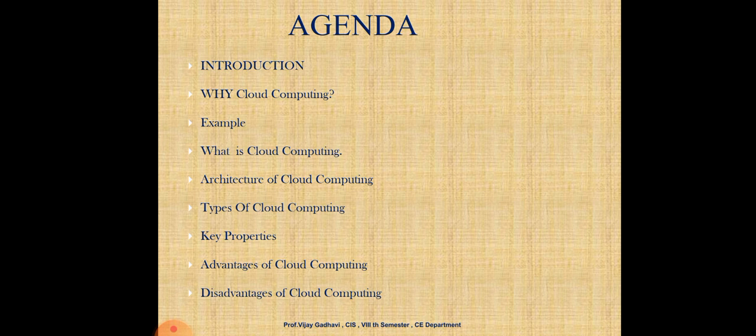Now, the outline and agenda of unit number 1. First, we need to start with the introduction: why we need cloud computing, a few examples, what cloud computing is, architecture of cloud computing, types of cloud computing, key properties, advantages and disadvantages. This is just the outlined topics of unit number 1. As per the syllabus and GTU curriculum, we need to cover introduction, history, a few service options, deployment models and business concerns.